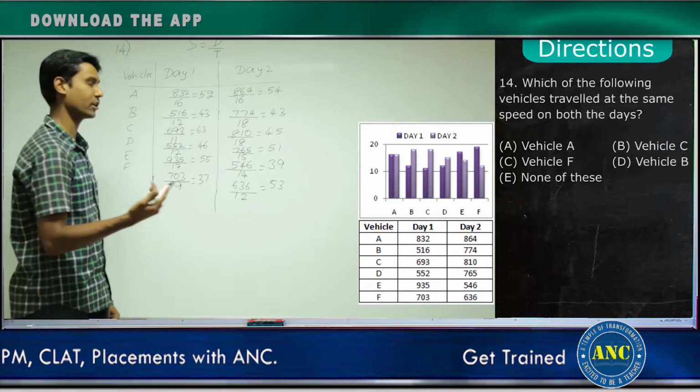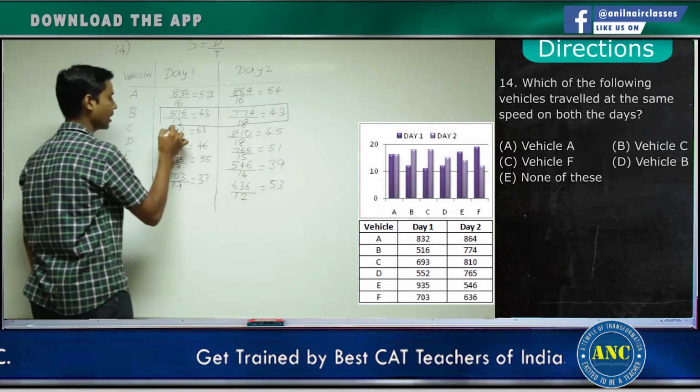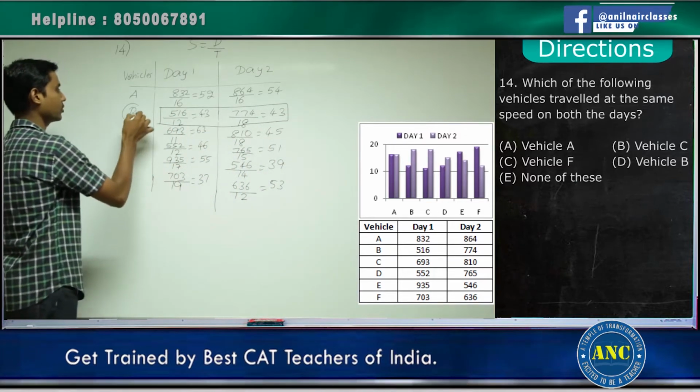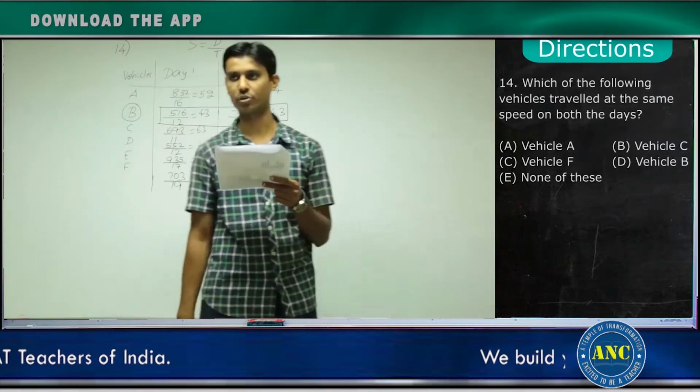Now what is the answer for this question? Same speed should be there. Only one option is there. That means 43 and 43. 43 and 43 refers to vehicle B. Answer for this question is vehicle B. Right? Answer for this question is vehicle B.